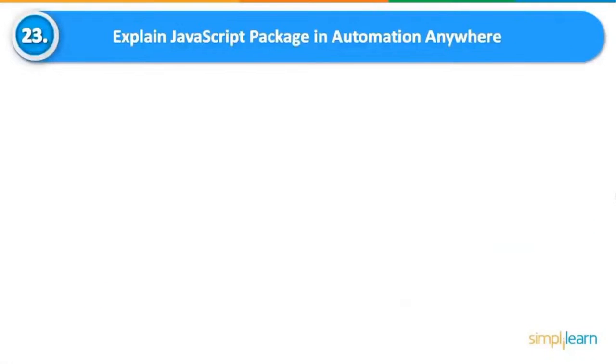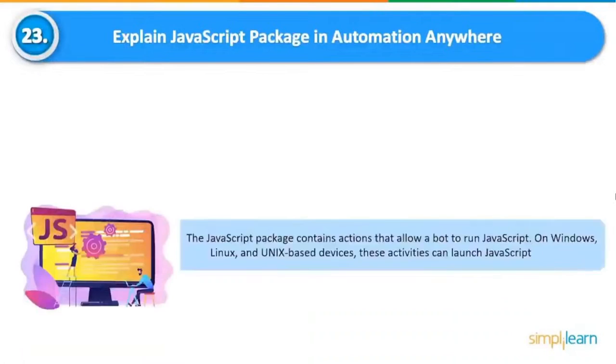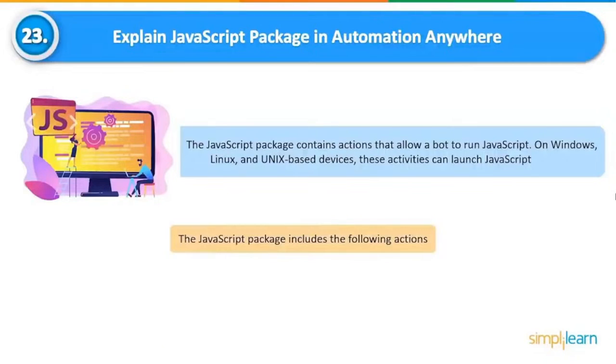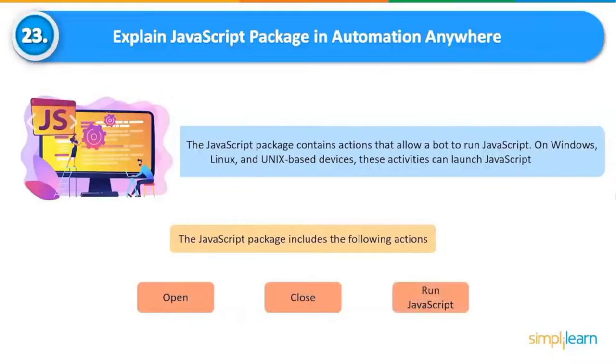Explain the JavaScript package in Automation Anywhere. The JavaScript package contains actions that allow a bot to run JavaScript. On Windows, Linux, and Unix-based devices, these actions can launch JavaScript. The JavaScript package includes the following actions. Open: this action opens a JavaScript file in Automation Anywhere. Close: this action closes the session and specifies the same session name from the open action. Run JavaScript: this action runs a function within the JavaScript.